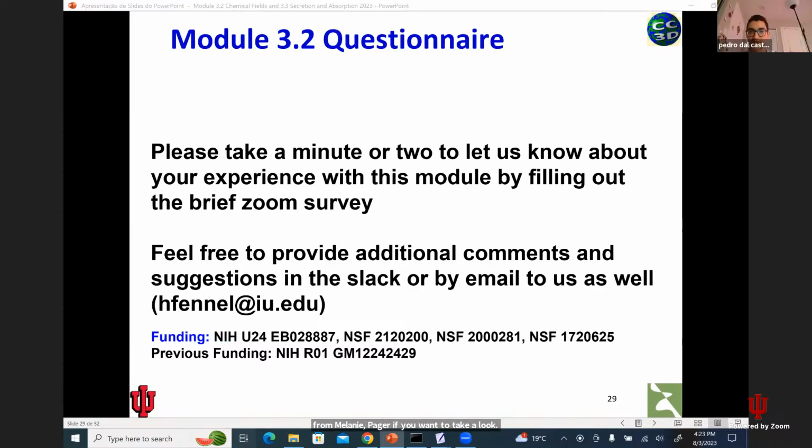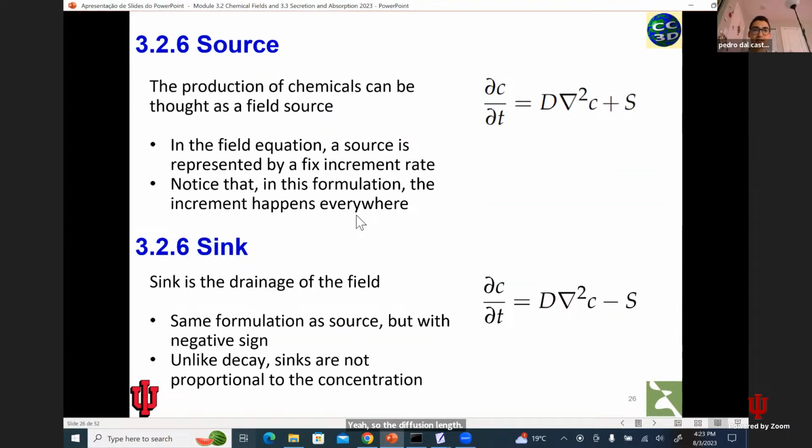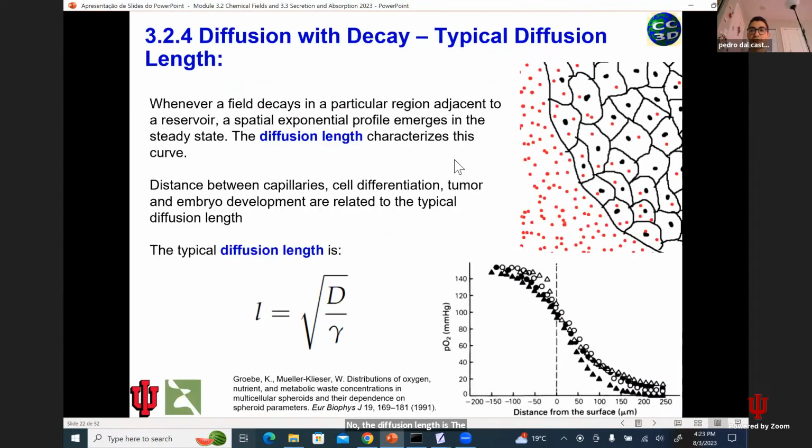So the diffusion length is the square root of the diffusion over the decay, as I put here. If you want to understand why that is, there are two ways of understanding this. One way, which in my opinion is not convincing, is basically, if you divide the diffusion by the decay, you will get meters squared. If you take the square root, you'll get meters.